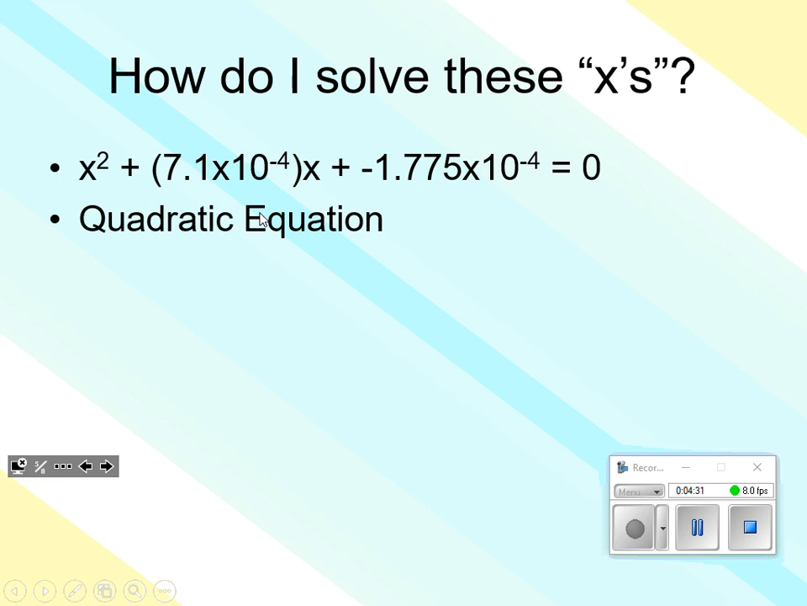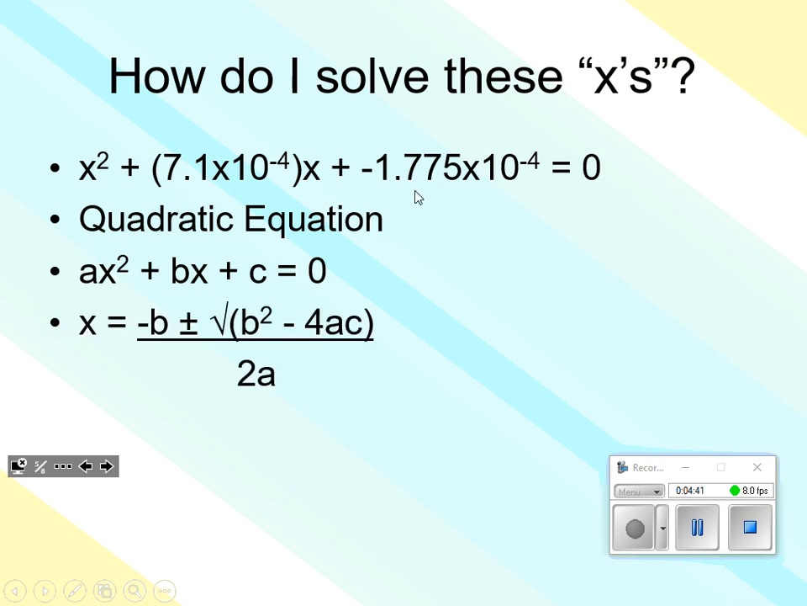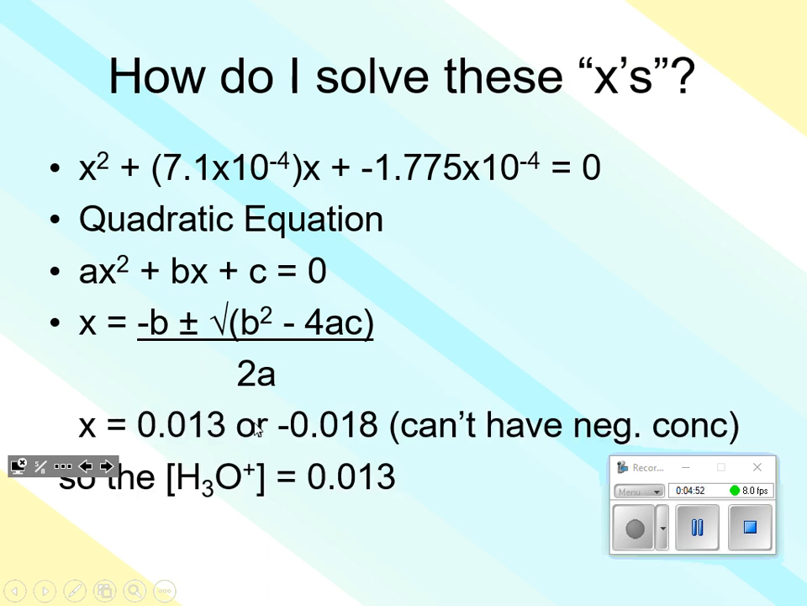If you recall from last unit, we then need to use the quadratic formula, where the A value in this case is 1, the B value is 7.1 times 10 to the negative fourth, and the C value is the negative value right here. Again, right here is your quadratic formula: negative b plus or minus the square root of b squared minus 4ac, all over 2a. Notice the plus and minus, so you have to do this equation twice. That's why I get two answers.